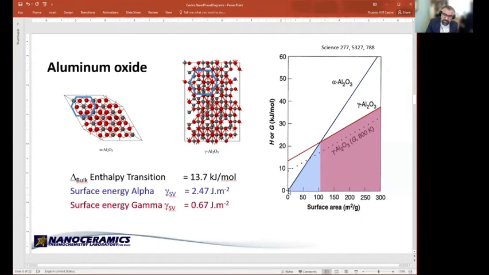What will happen then is that eventually you're going to have a crossover. And if this energy difference is big enough, like it is in this case, you're going to have a critical surface area of about 115 square meters per gram, where the gamma phase is actually more stable.